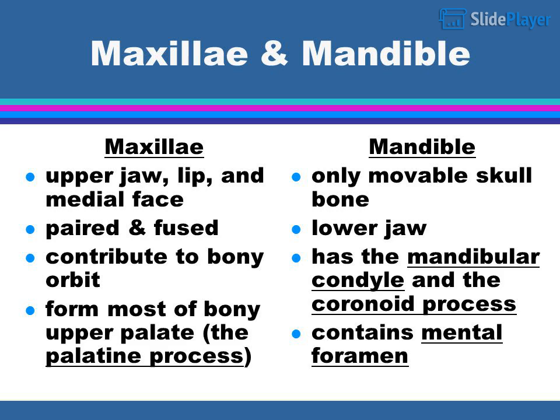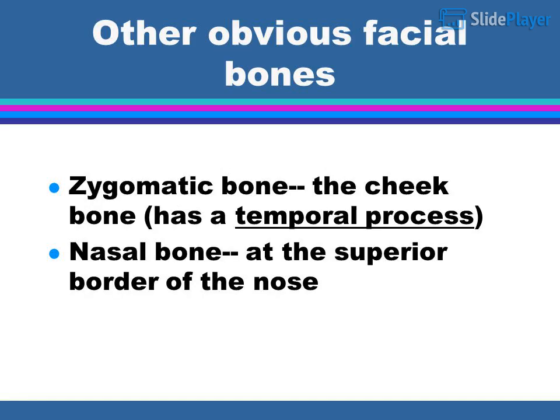Mandible. Only movable skull bone. Lower jaw. Has the mandibular condyle and the coronoid process. Contains mental foramen. Other obvious facial bones. Zygomatic bone: the cheekbone has a temporal process. Nasal bone at the superior border of the nose.